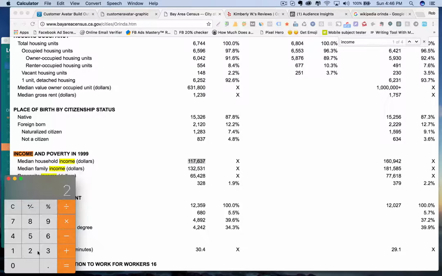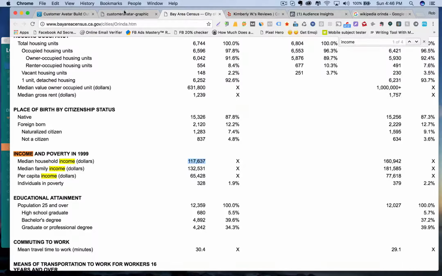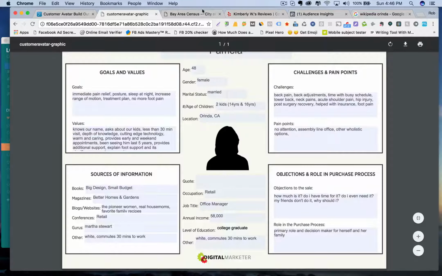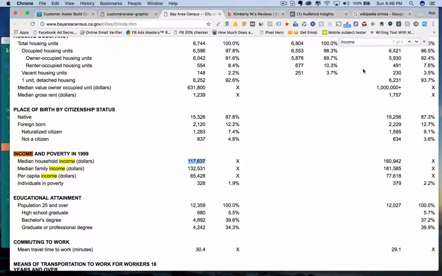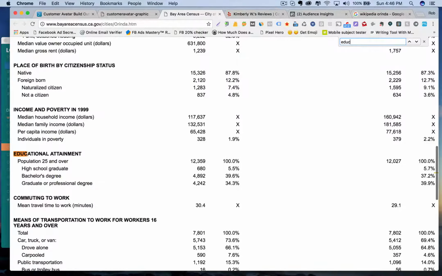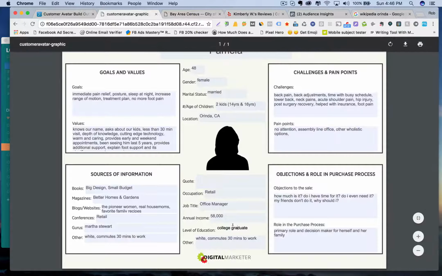117 divided by 2 because it's husband and wife, 58. So then I'm going to drop 58 in here, right? Level, college graduate. So let's go here. Education, population, 12. High school graduate, bachelor's, 48. Graduate or professional degree. Because this is more, I'm just going to assume, let's just say bachelor's degree, college graduate. Boom, right? Commutes to work.